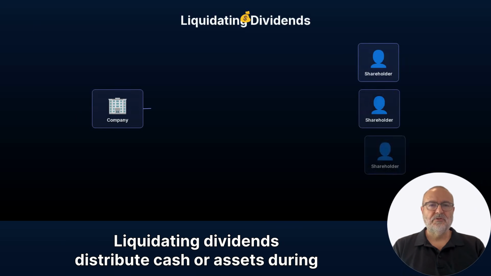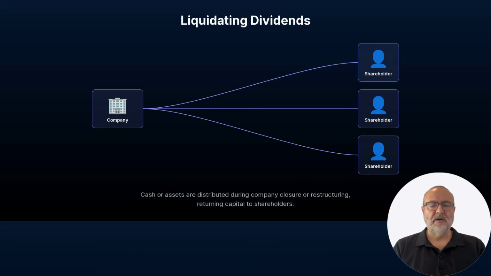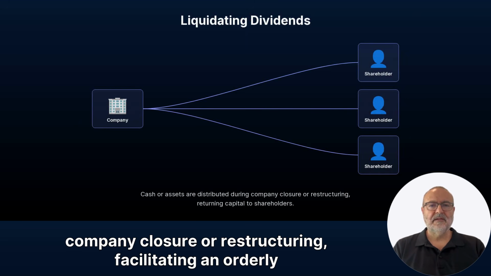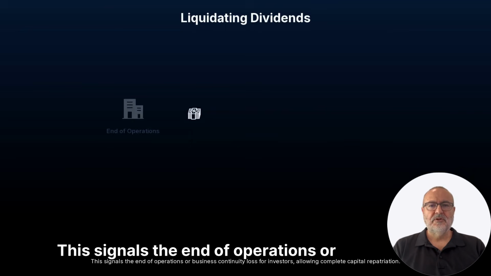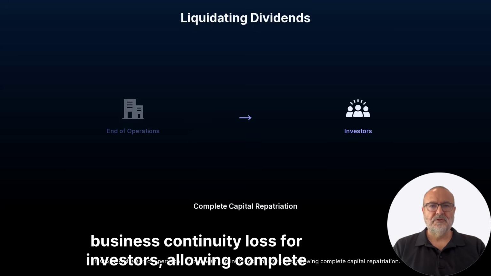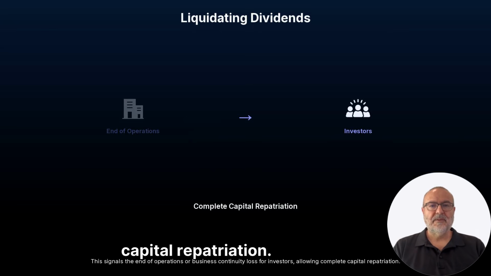Liquidating dividends distribute cash or assets during company closure or restructuring, facilitating an orderly return of capital. This signals the end of operations or business continuity loss for investors, allowing complete capital repatriation.